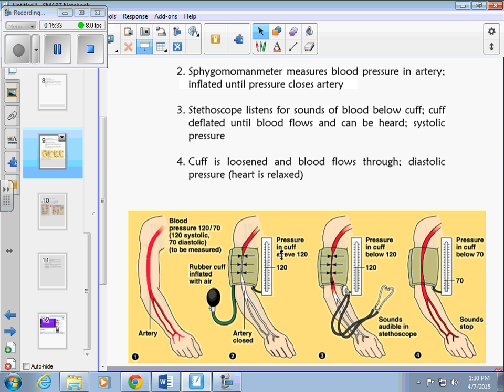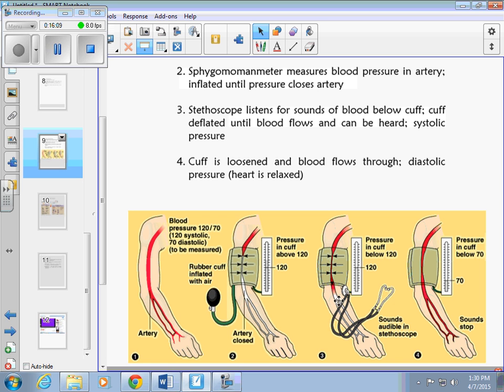The doctor typically uses a stethoscope and puts it right under the cuff a little bit, and it's going to listen for the sounds of blood below the cuff. When they turn that silver knob a little bit and let some of the air out, the blood is going to start to flow through. And as soon as they hear that blood moving, that is your systolic pressure. That is that upper number, hopefully around the 120. And then as they continue to loosen the cuff, the blood is going to flow through at a faster rate, and then that is going to be your diastolic number.